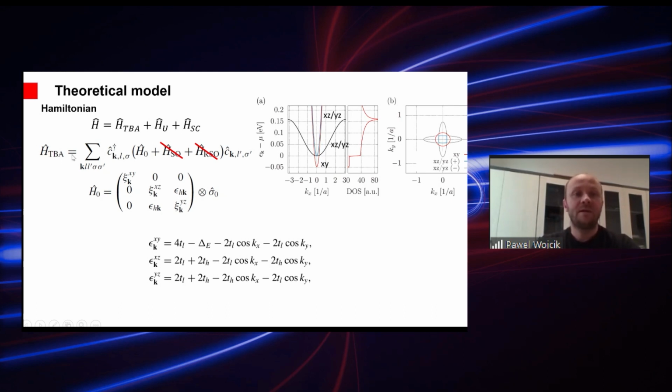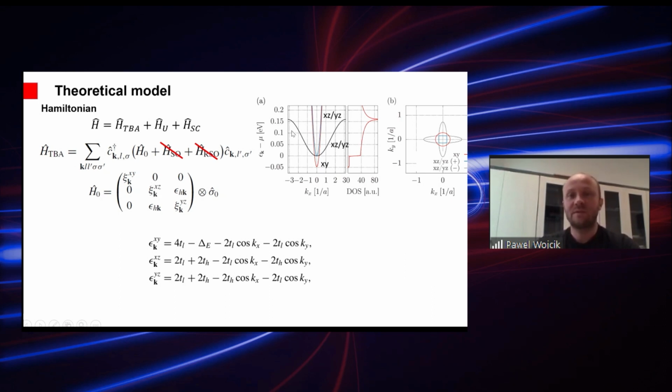This TBA Hamiltonian is given by 3 terms. The first one is a single-electron Hamiltonian, and here we have 2 parts related to spin-orbit interaction, but at the beginning we can neglect both of these terms. So here you have the Hamiltonian.